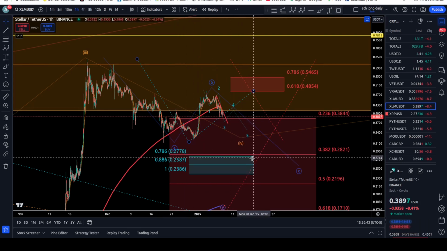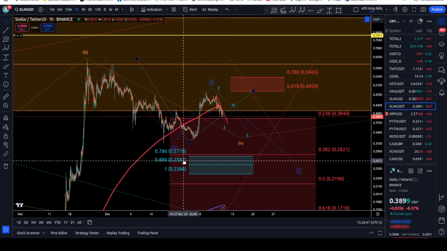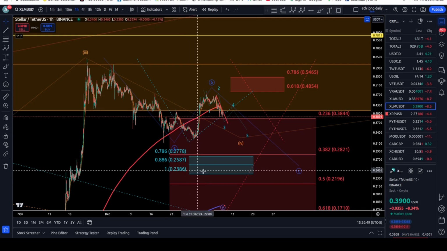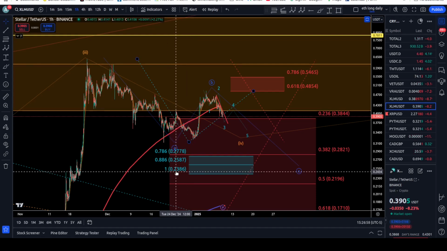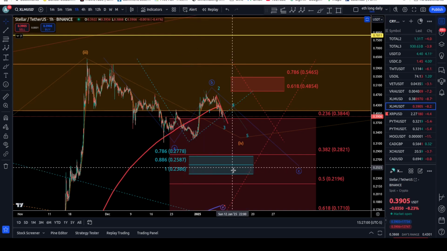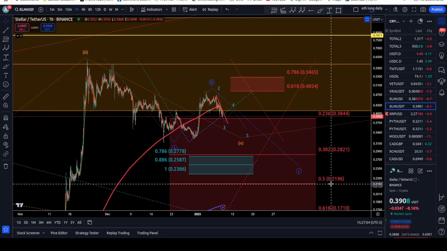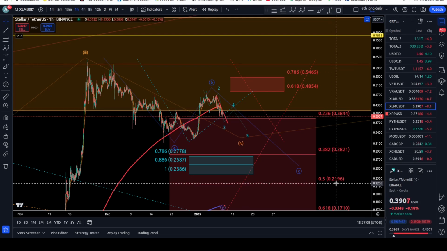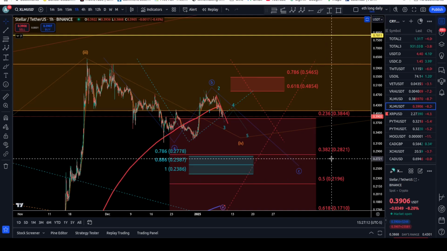In case we fail that, then we do have the 0.886, 25.87, and below that it would be the perfect A to C 1-to-1 ratio. So we're talking about 23 cents 86. In case we fail that as well, then we have the 0.5 fib retracement at 21 cents. Let's round it out to 22 cents. All right, so this is pretty much all on Stellar.